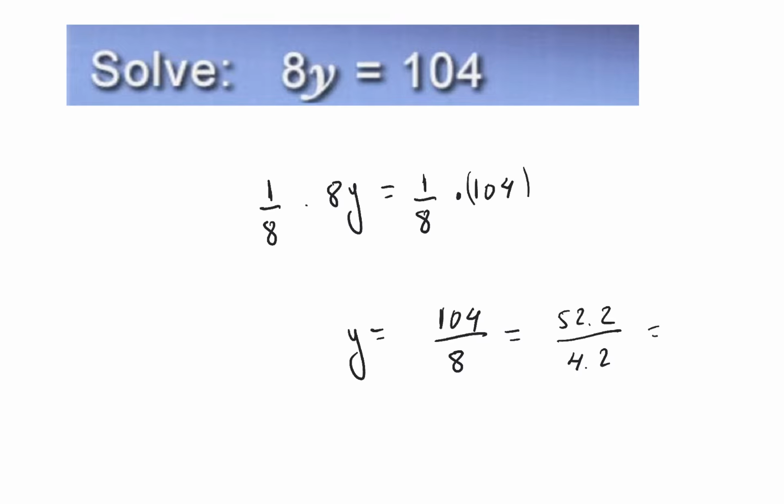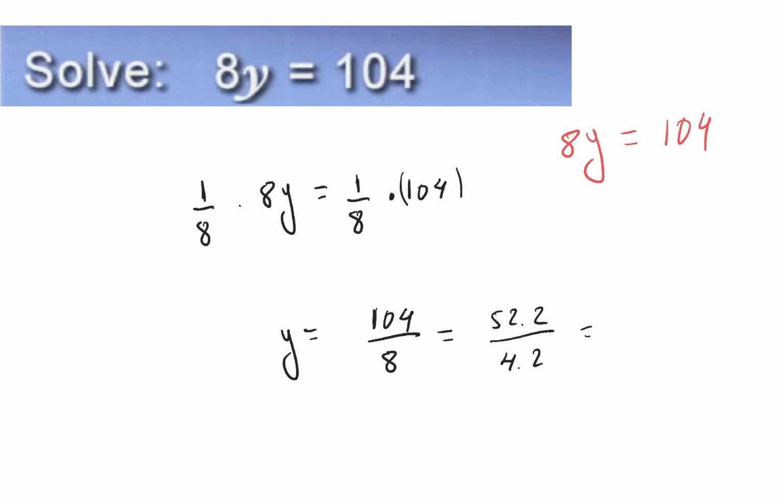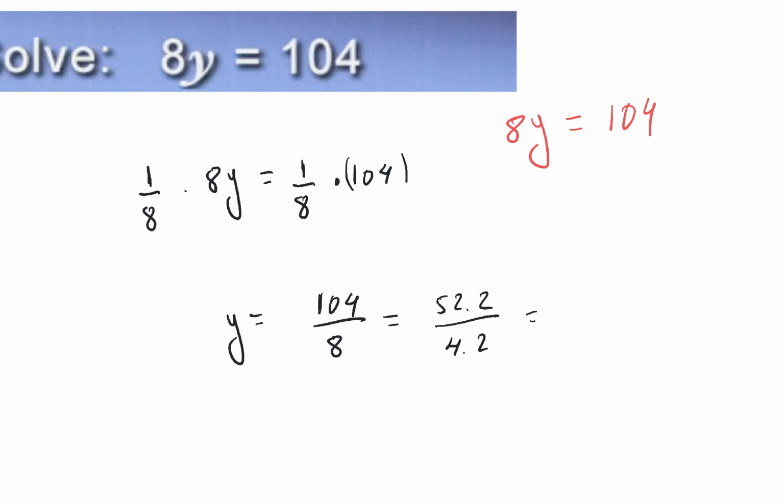Let's write 8y equals 104. How are we going to isolate this y? Well, if I multiply by 1/8 on the left and by 1/8 on the right, I have not changed anything in the equation. I'm lucky now because 8 divided by 8 is 1. So I have isolated the y, and now I divide by 8 on the right side.